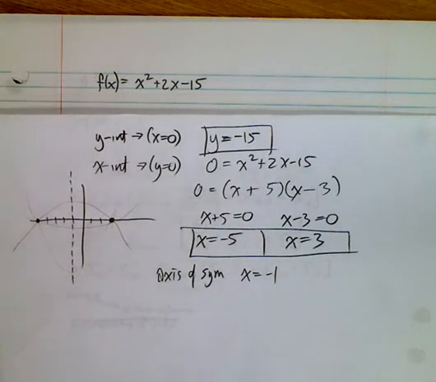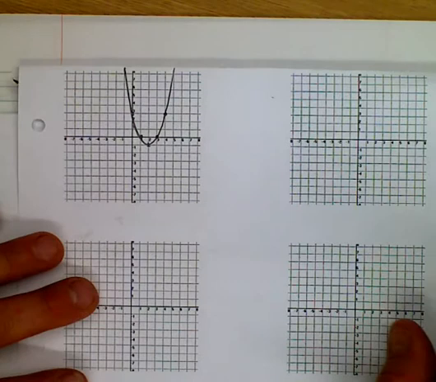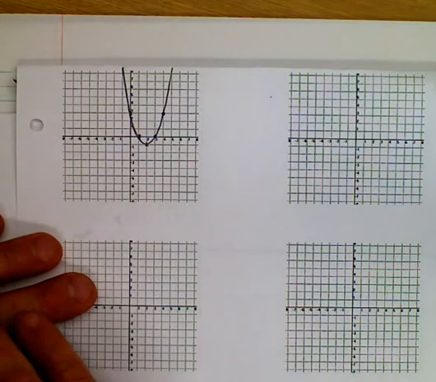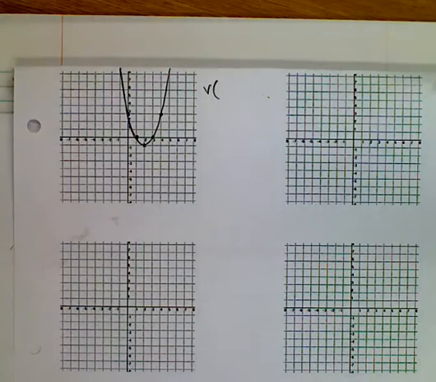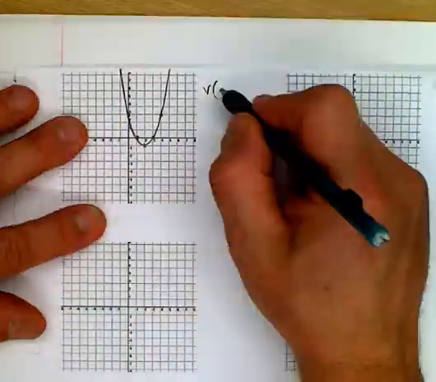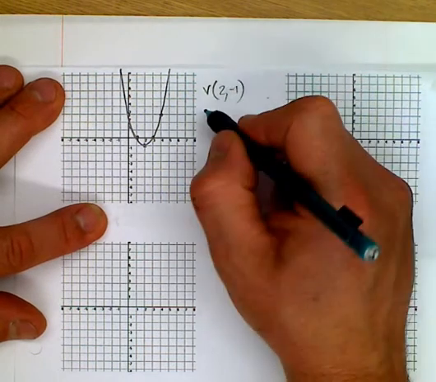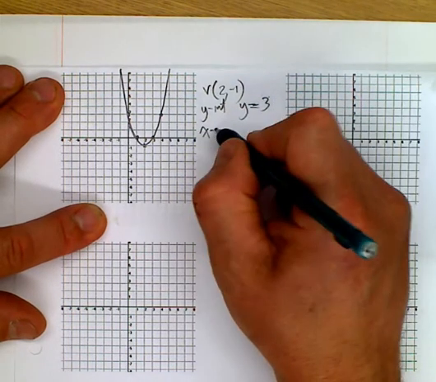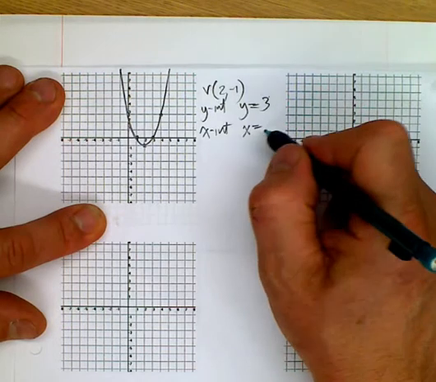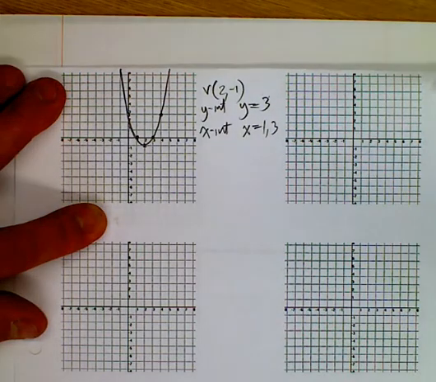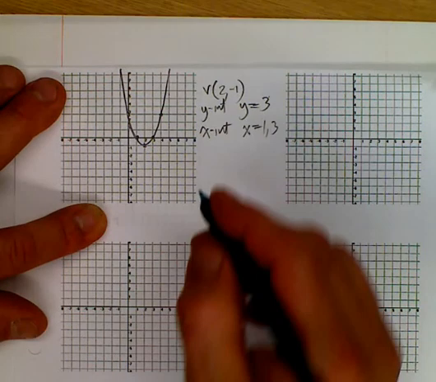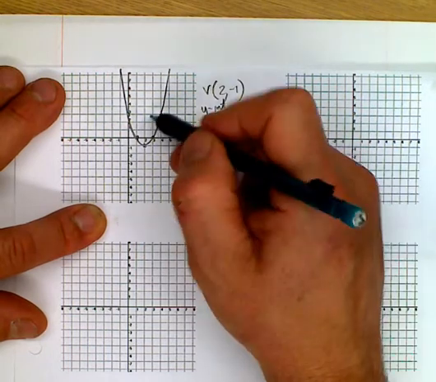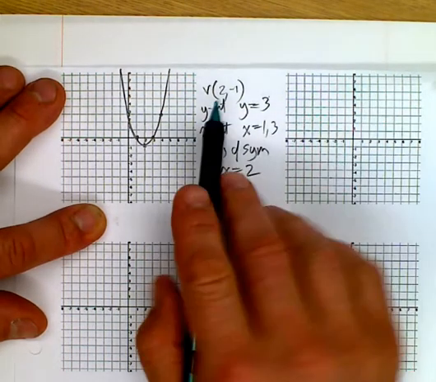Okay? Now, here's another question. If I gave you this graph right here, could you find all the information too? What would be the vertex? Well, identify the point. It's 2 and -1, right? Your y-intercept, well, that's y is equal to 3. Your x-intercept, well, that's x is equal to 1 and 3. What else can we find here? We can find your axis of symmetry, which is x is equal to 2, right down the middle, part of the vertex.